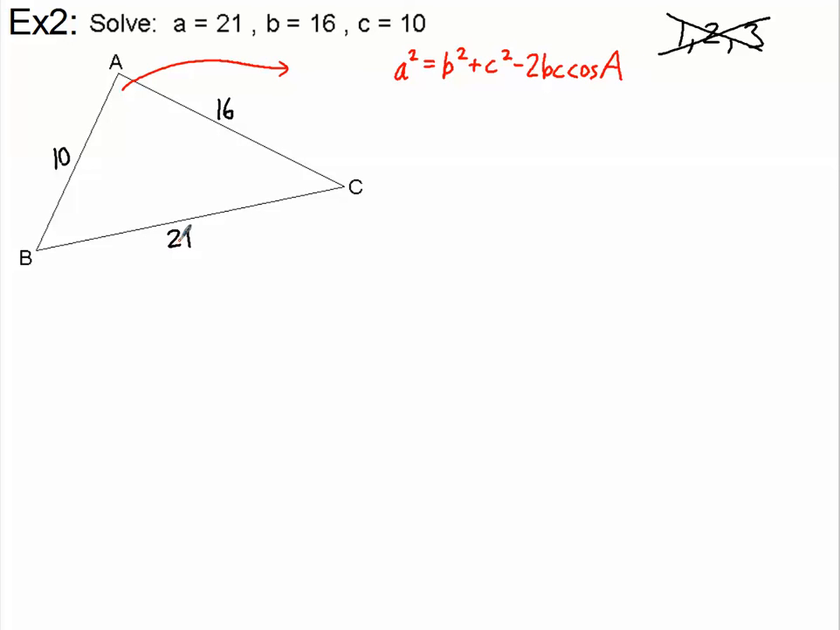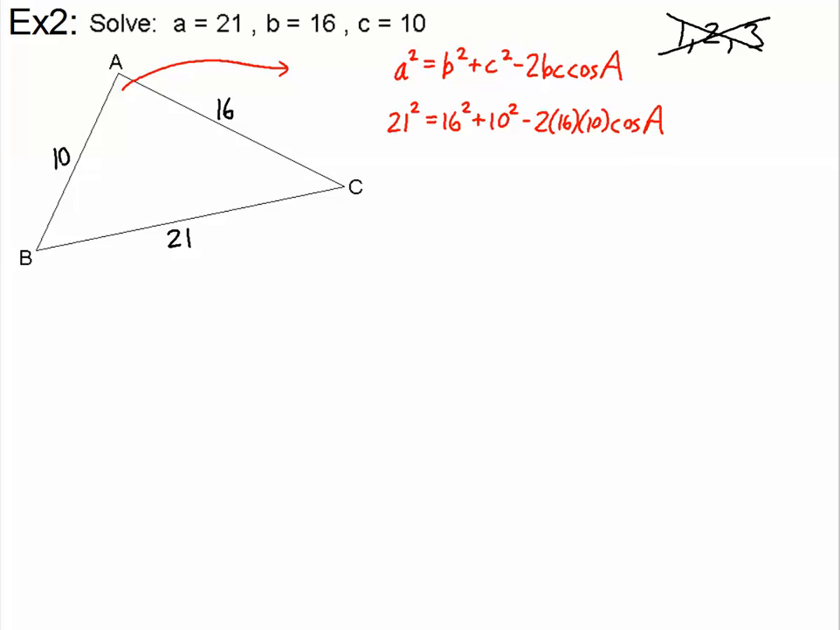This time I know the side length is 21, so that squared would equal 16 squared plus 10 squared minus 2 times the 16 times the 10 again times the cosine of angle A. This time this angle is the unknown. I need to peel away all these other numbers in order to solve for A. And the inverse cosine is the last thing I'm going to do.